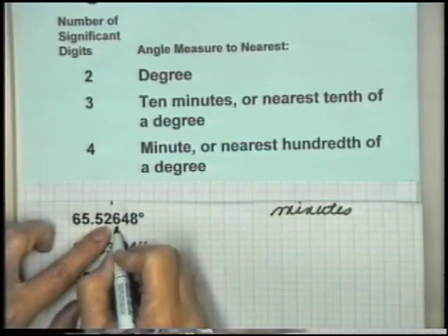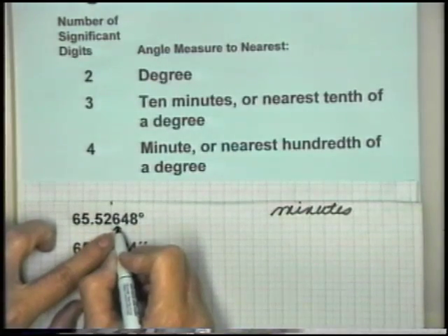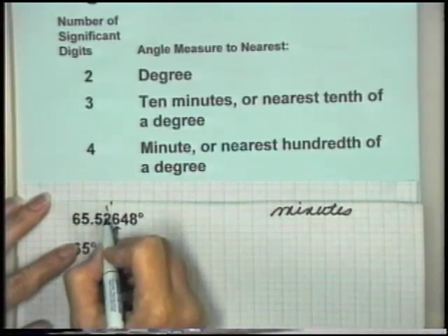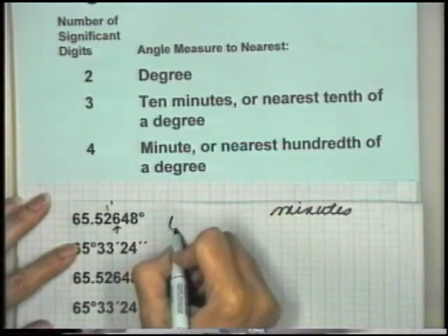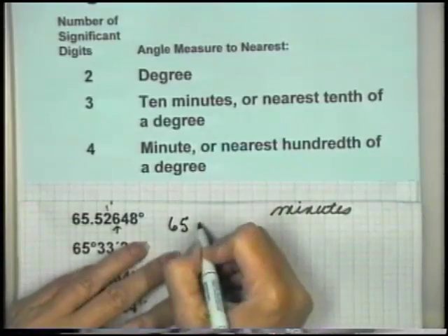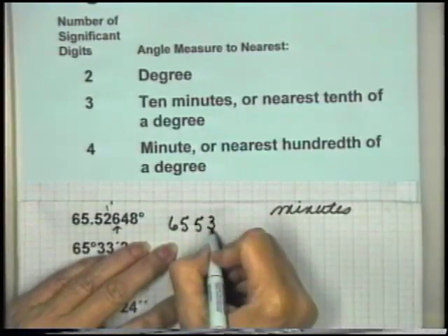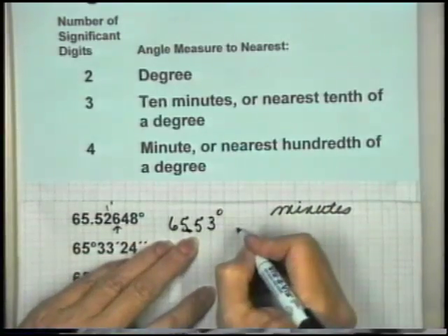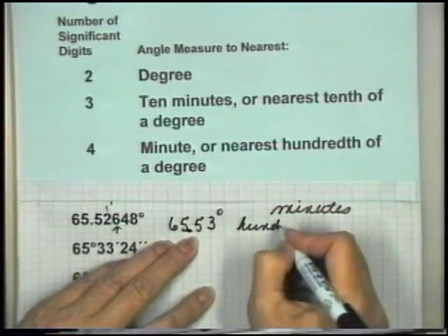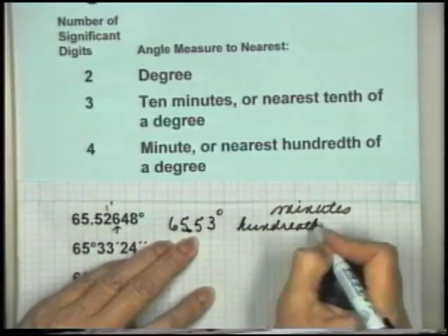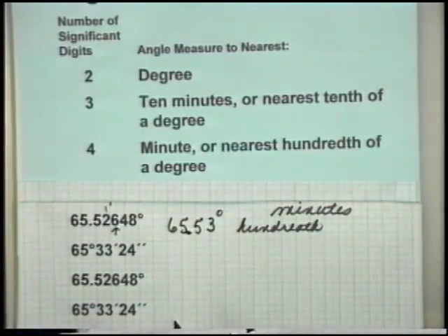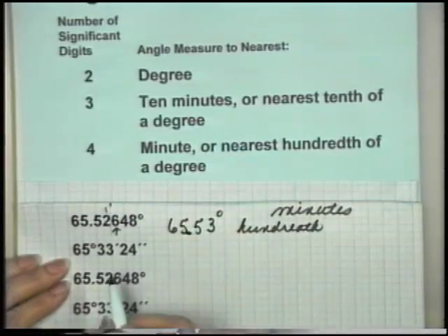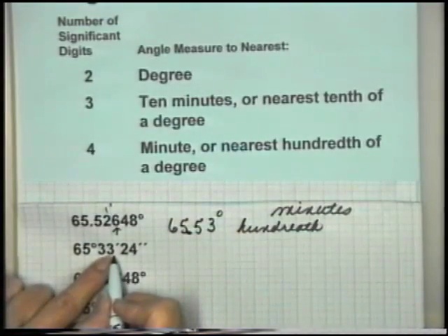Of course, the 2 is the hundredths place. So we'll look at, in the thousandths place, we have a 6. And since it is a 6, of course, we'll add 1. That'll give us 65.53 degrees. And that would be rounded to the nearest hundredth of a degree. Now let's look at our degrees, minutes, and seconds. We want to round to the nearest minute.